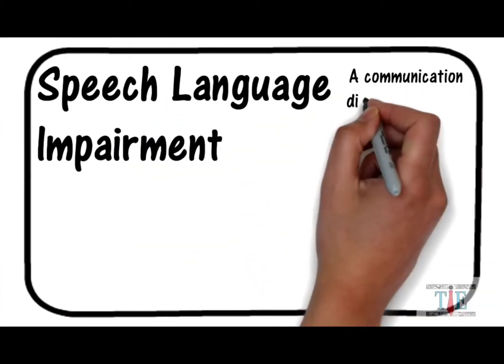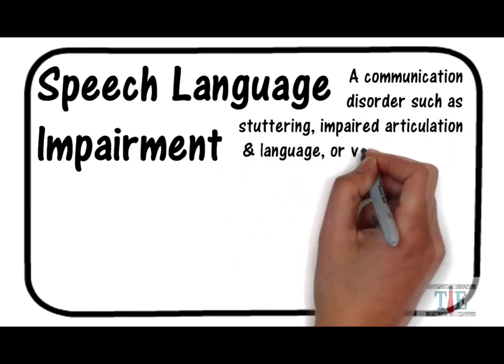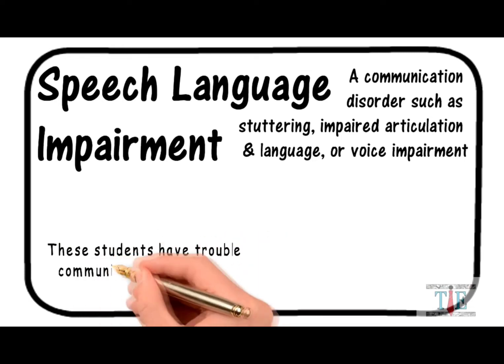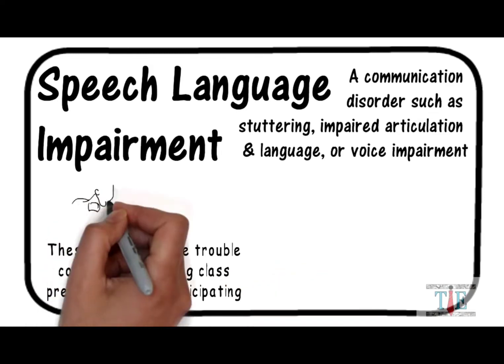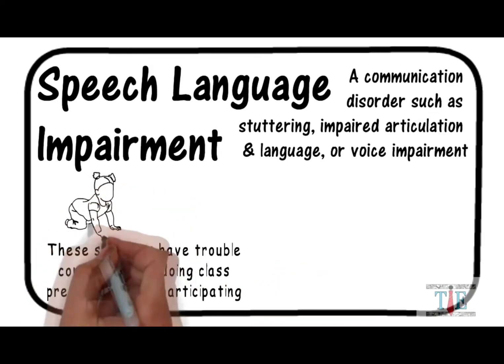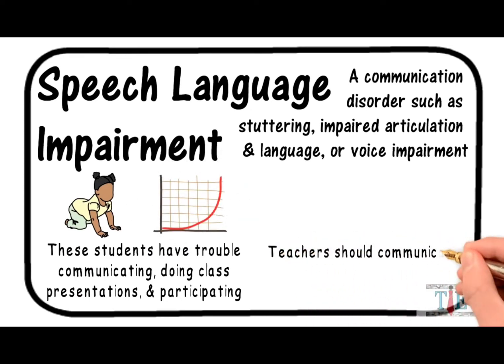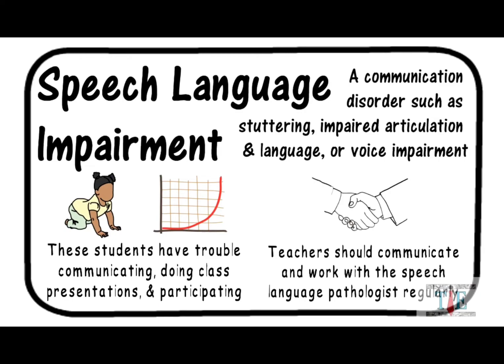These students are defined as having a communication disorder such as stuttering, impaired articulation, and language or voice impairment. These students have trouble communicating, doing class presentations, and participating. Students with speech language impairment are identified at a very early age, and research has shown the great improvement from early intervention. Teachers should communicate and work with the speech language pathologist on a regular basis.